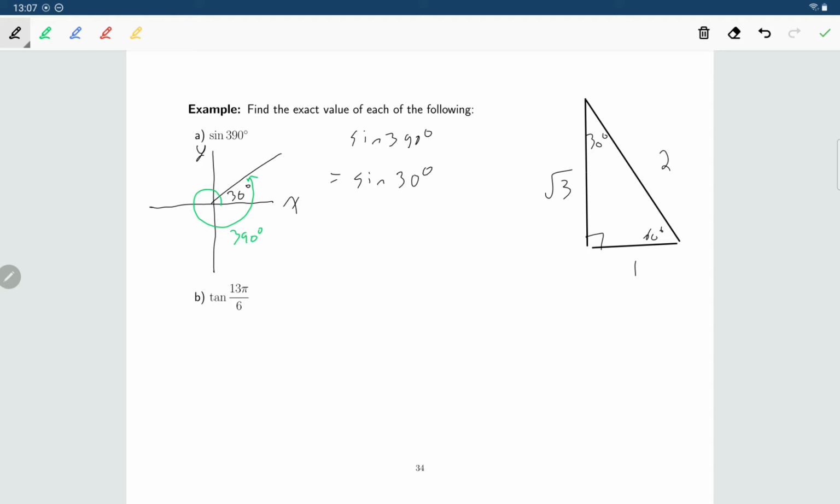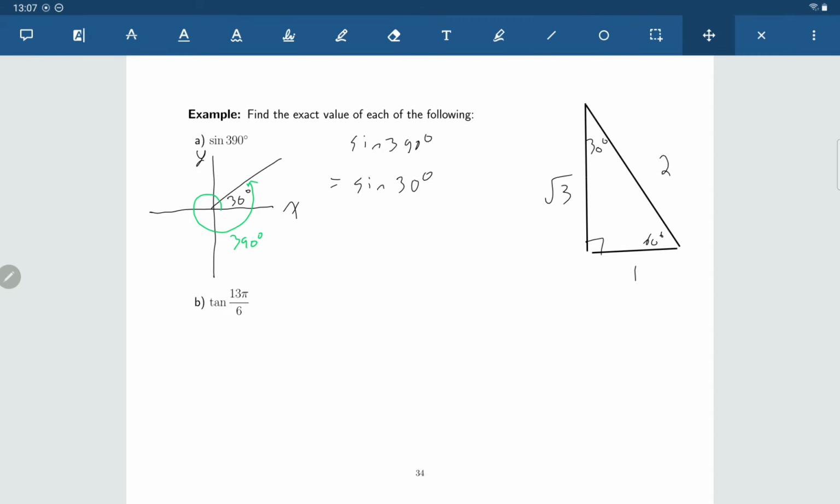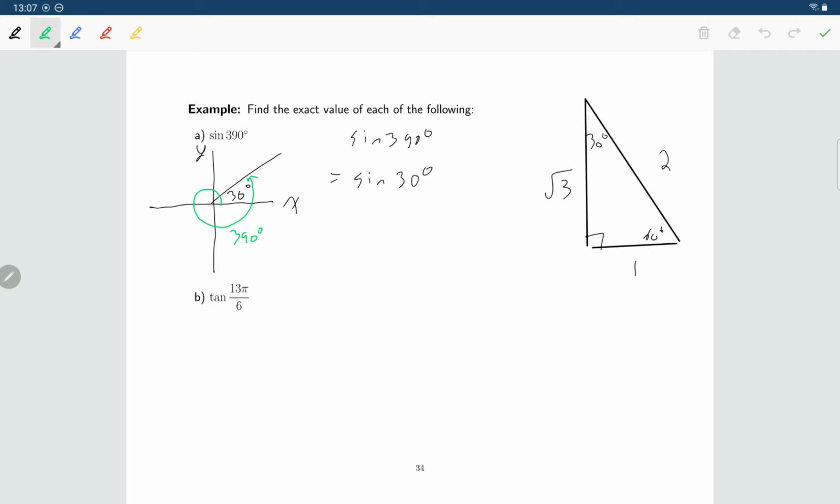So for sine of 30 degrees, in terms of our right triangle, sine is opposite over hypotenuse. And so for 30 degrees, the opposite side measures 1 and the hypotenuse measures 2. So sine of 30 degrees is a half, which means sine of 390 degrees is also a half.